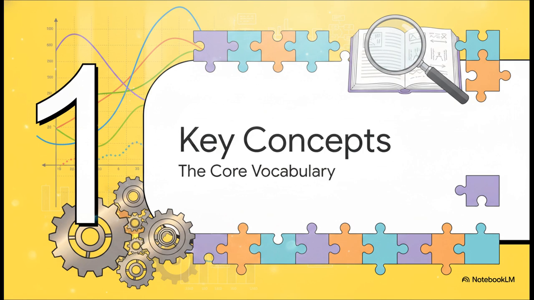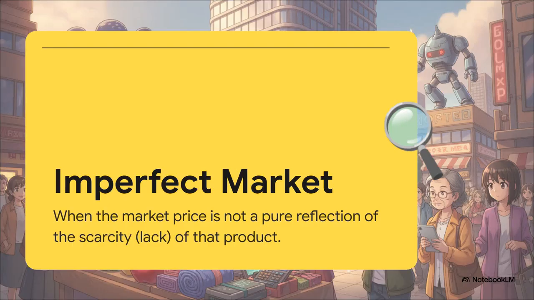Okay, first things first, the core vocabulary. Before we start shifting curves around, we need to make sure we're speaking the exact same language as the exam markers. Let's start with the big one, the imperfect market. Up until now, you've probably spent a lot of time studying perfect competition, right? That magical, theoretical, textbook world where everybody is just a price taker. But in the real world, things are a lot messier.